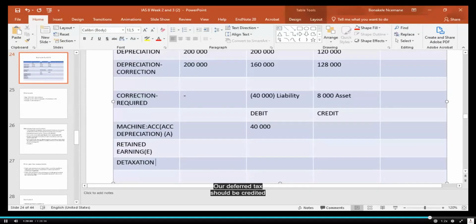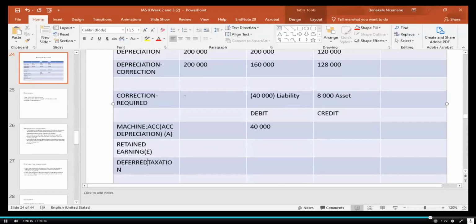should be credited by 12,000. Now, if we're crediting deferred taxation by 12,000, is it an asset or a liability when it's credited? Liability. So which means we have on our journal 12,000. Then what should we be having on our retained earnings? 28,000.